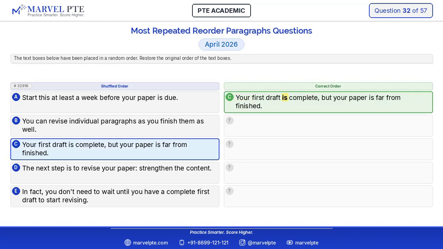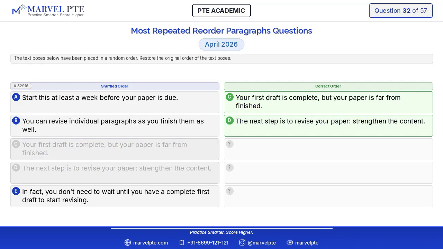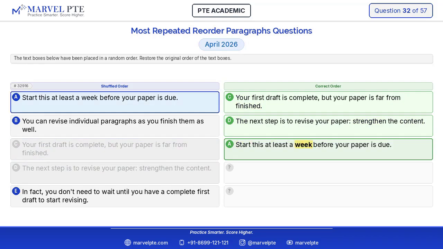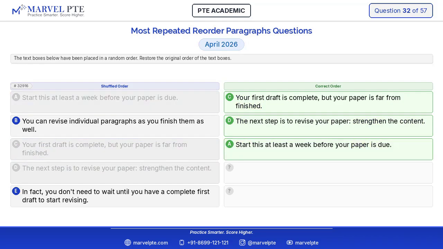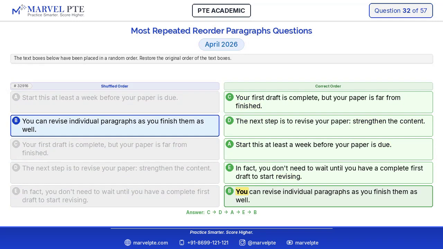Your first draft is complete, but your paper is far from finished. The next step is to revise your paper, strengthen the content. Start this at least a week before your paper is due. In fact, you don't need to wait until you have a complete first draft to start revising. You can revise individual paragraphs as you finish them as well.